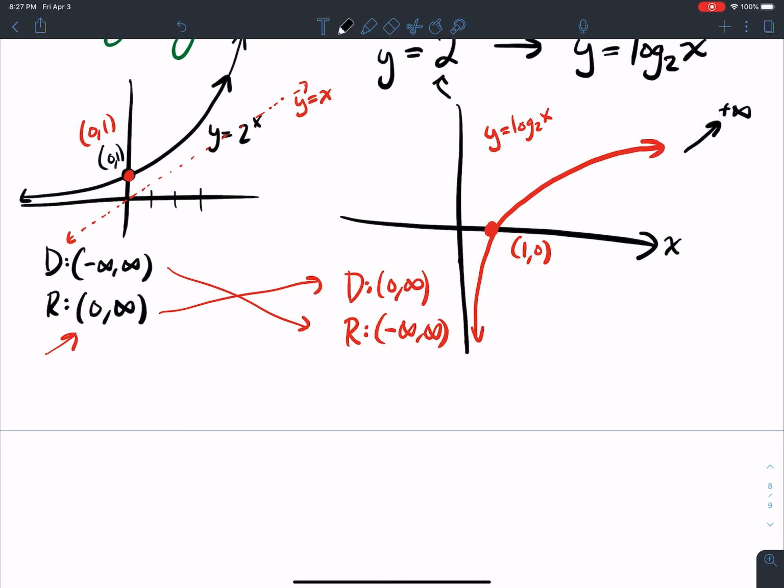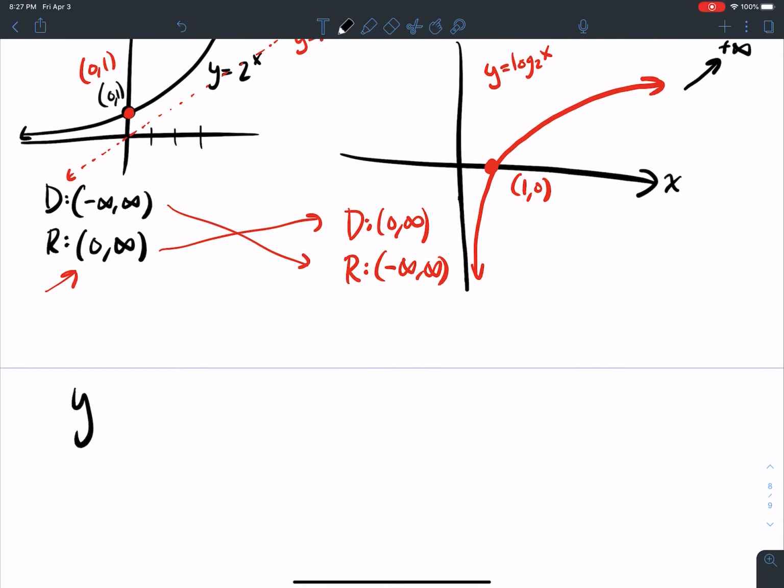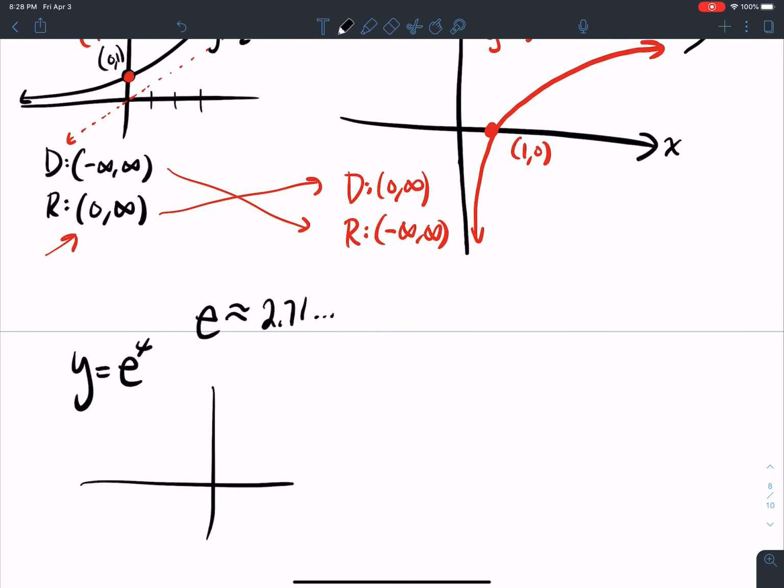Let me give you one more. So y equals e to the x. Remember, e is this special number. If I typed in e, I get like 2.7172 and so on, right? So y equals e to the x. This is an exponential growth function.